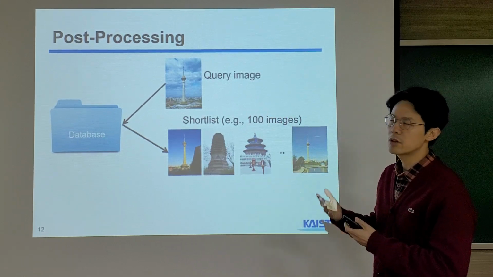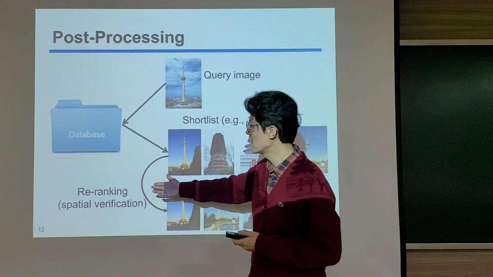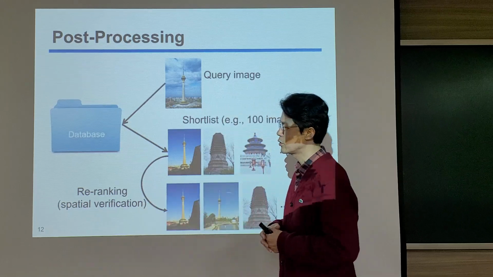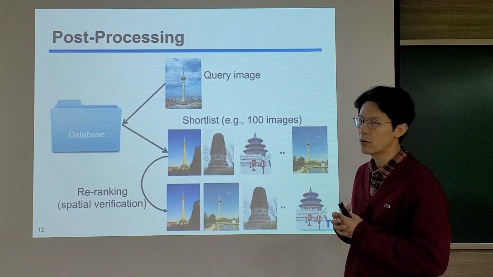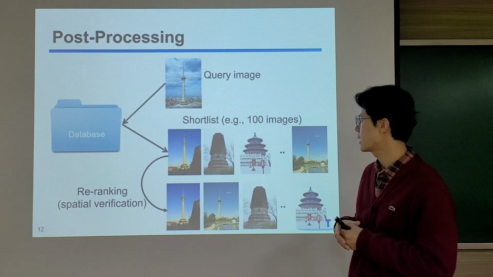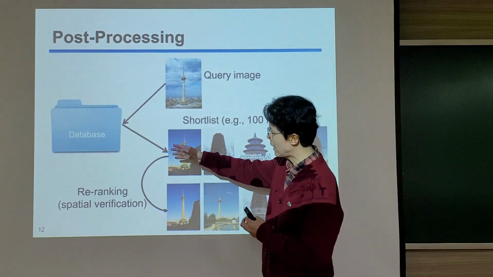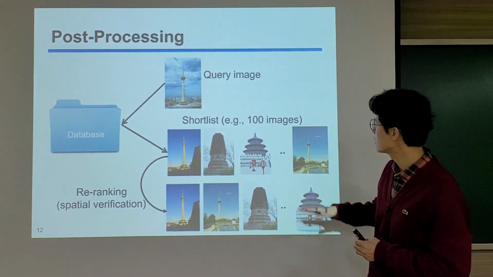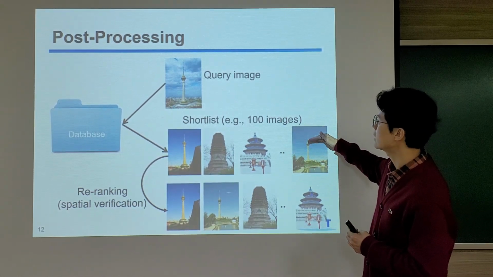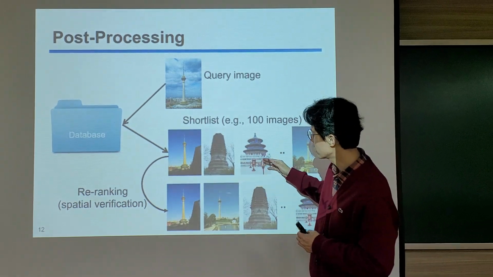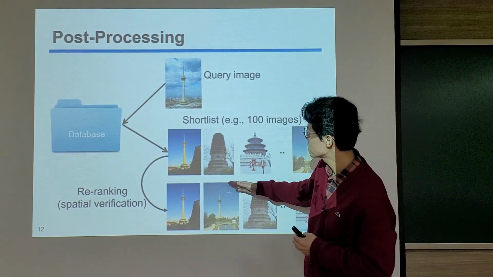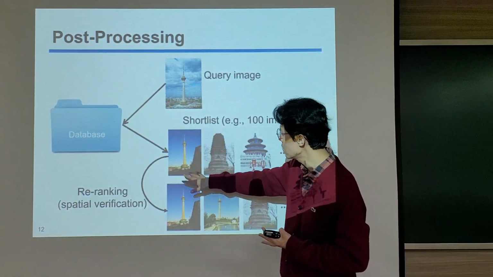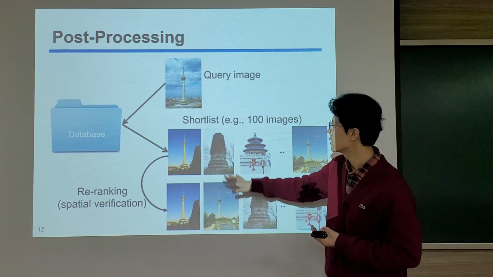And then we can also do some sort of post-processing. Typically we call this post-processing re-ranking. Typically we use spatial verification, also known as RANSAC. I will talk about those techniques later on. But the main idea is that by looking at the image more carefully as a post-processing, we can push similar images that are located late in the short list to an earlier position in the short list. That way, the user can more effectively find the similar image in the top ranks of the short list.